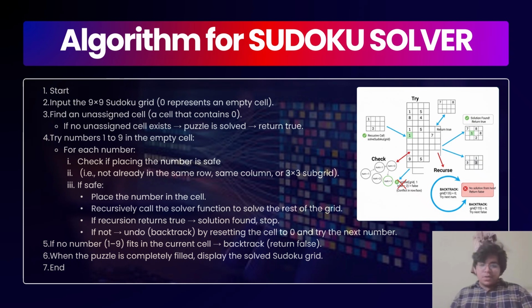This guarantees that if a solution exists, backtracking will find it. Otherwise, it fails there itself.